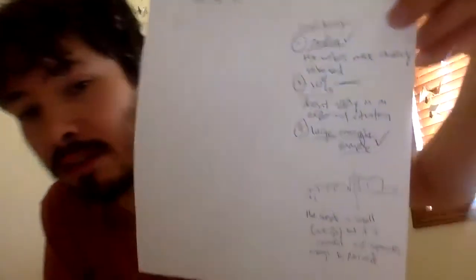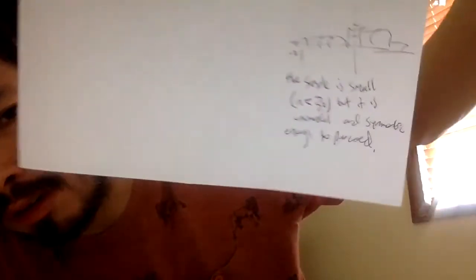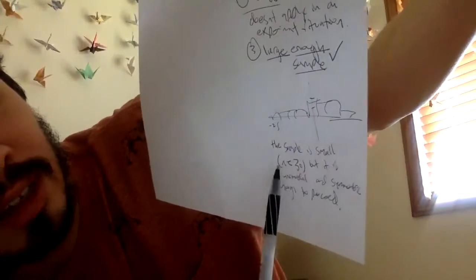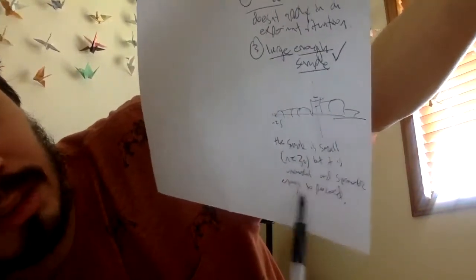Okay, so yes, do a better sketch of that histogram. I'm just putting a scale on it. I just don't want to make this video go on forever. But here's what I said: large enough sample condition. The sample is small and is less than 30, but it is unimodal and symmetric enough to proceed.